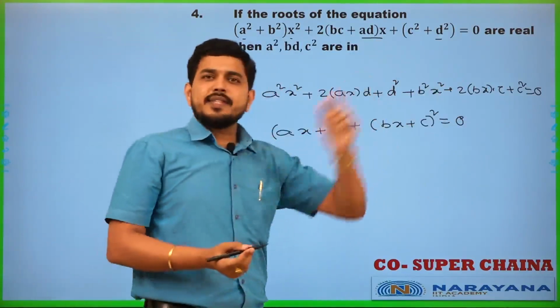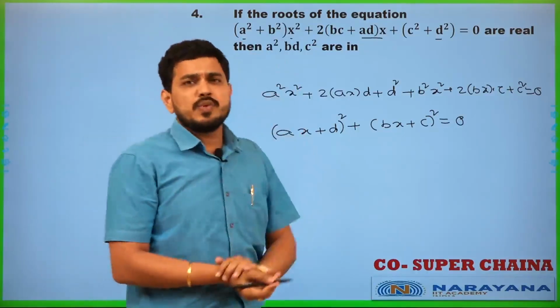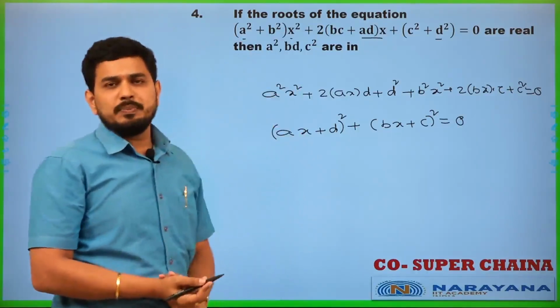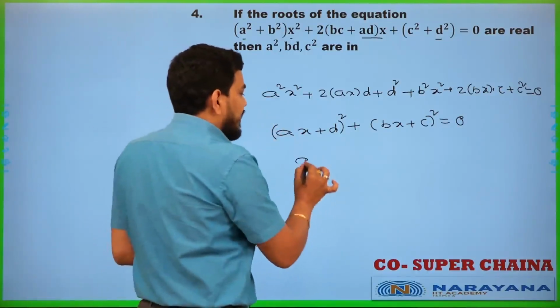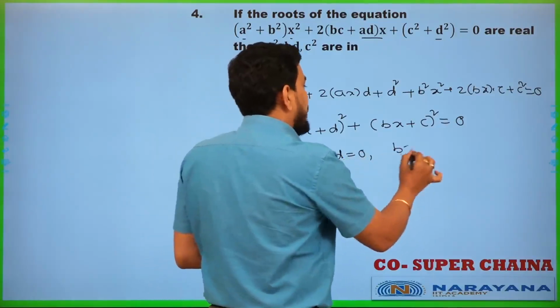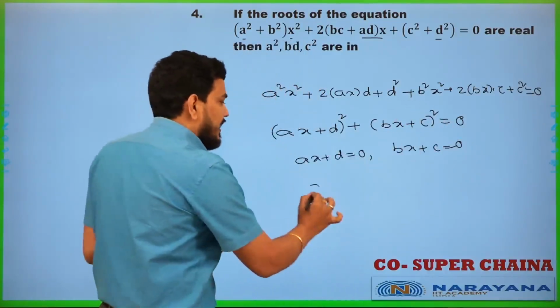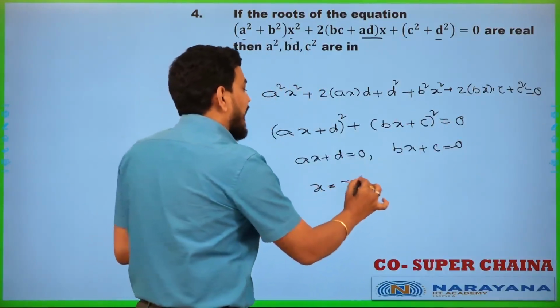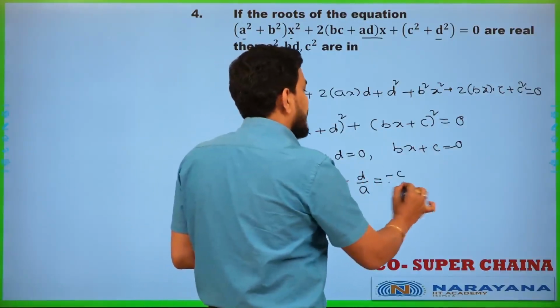Sum of the squares is equal to 0. A square plus b square is equal to 0 means a should be equal to 0 and b should be equal to 0. So if you apply the same concept here, you will be getting ax plus d is equal to 0 and bx plus c is equal to 0. What is that? x is equal to minus d by a. From here, x is equal to minus c by b.